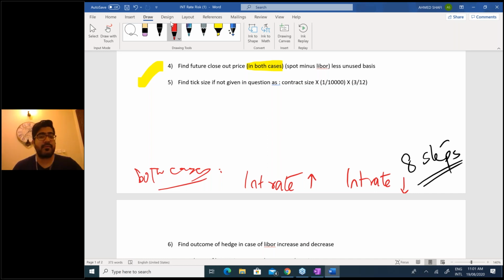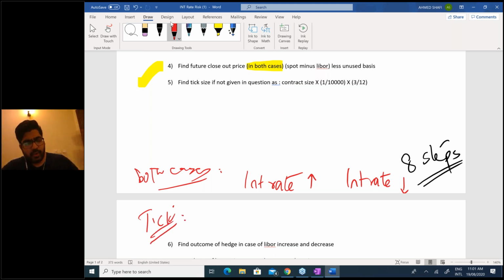Increase, decrease. How do you find future closeout price? It's spot minus LIBOR less unused basis. Unused basis was computed in step 3. Okay. In step 5, you need to find tick size, if not given in the question, as contract size into 1 over 10,000 into 3 by 12. Now people ask, what is this tick?